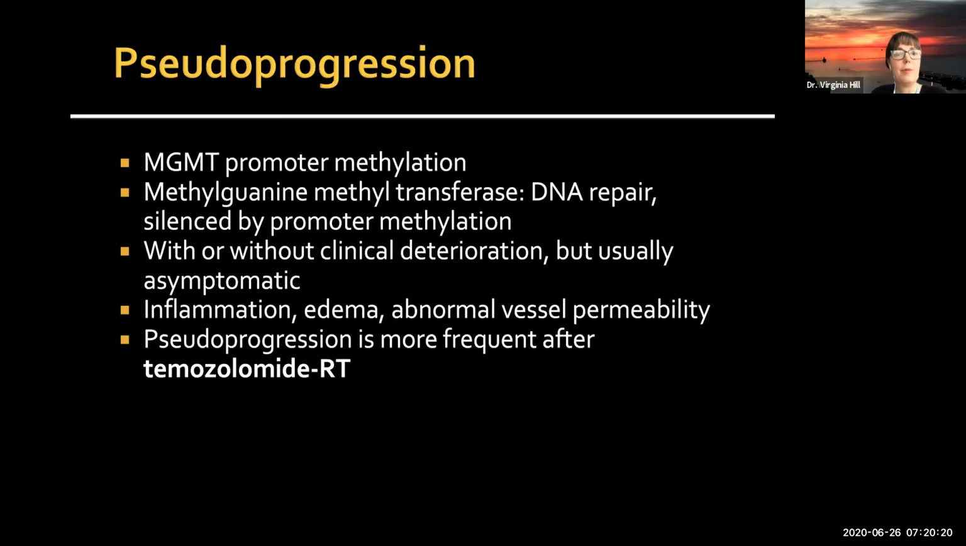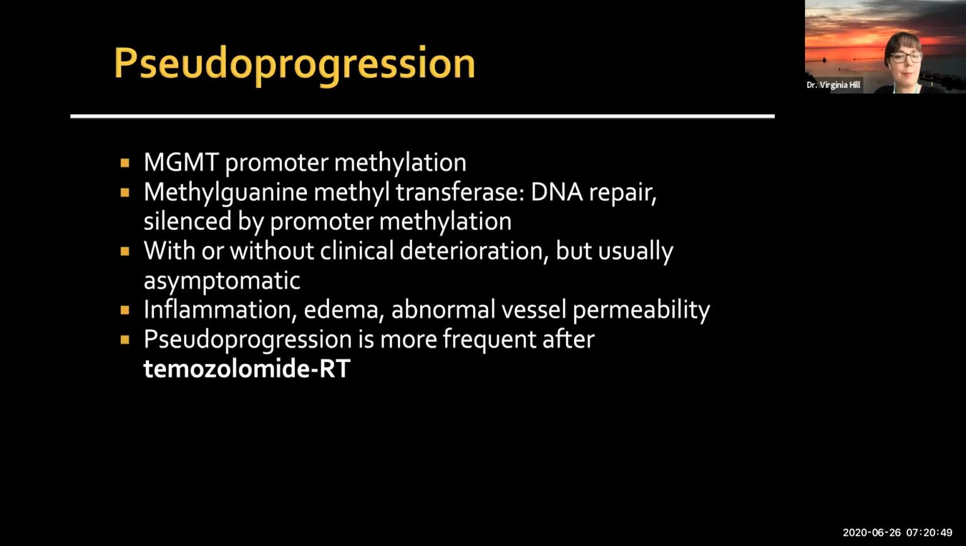For pseudoprogression, we have MGMT promoter methylation often, not always, but often. And what is MGMT? It is a methylguanine methyltransferase that is involved in DNA repair and silenced by promoter methylation. It occurs with or without clinical deterioration, but usually the patient is asymptomatic. You can have lots of inflammation, edema, abnormal vessel permeability. It looks really bad, but maybe it isn't. And we'll talk about how to differentiate that in a second.